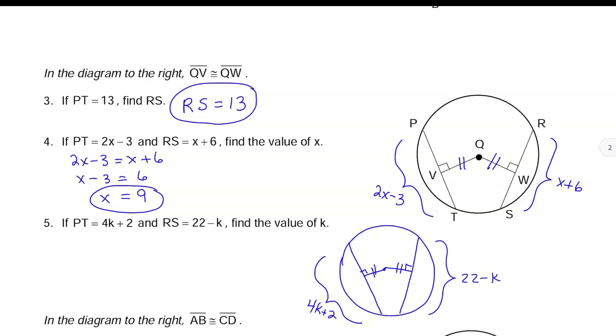Since the chords are equidistant from the center, they are congruent. So you can set the algebra equal to each other. 4k plus 2 equals 22 minus k.